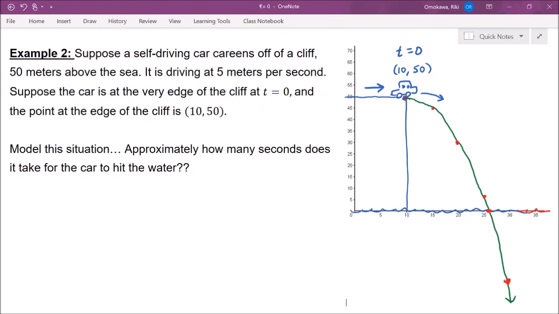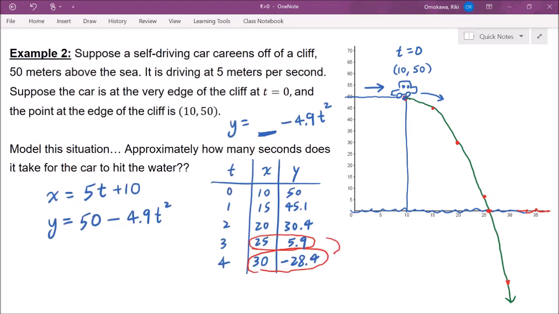And note that this makes sense on our graph because here's the point when t equals 3 seconds. Down here is the point when t equals 4 seconds. So then the time at which the car hits the water is somewhere in between those two, right? Between 3 and 4 seconds, 3 point something. Now, between 3 and 4 seconds, that is not a very precise answer, so we could also calculate it exactly.